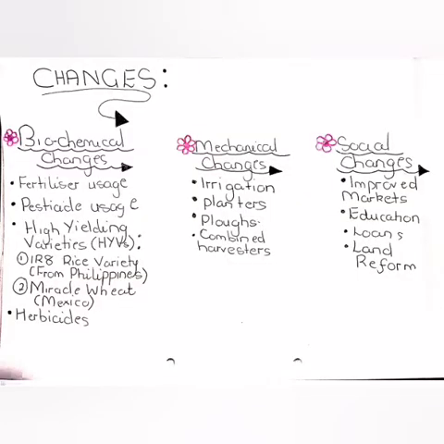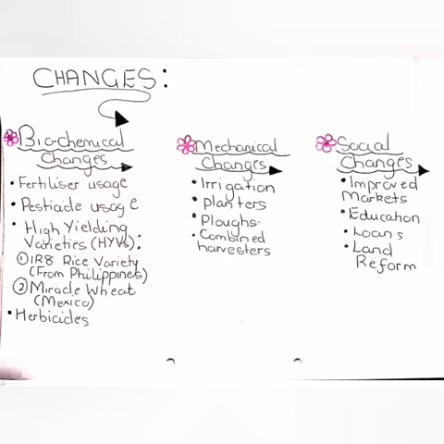I'm going to go back to some of the changes that were put into place to make sure that the traditional farming methods in India were improved. So I'm going to start off with the biochemical changes, and these included the increase in the use of fertilizer and pesticide as well as herbicides, and there was an increase in the use of high-yielding variety seeds. For example, the IR8 rice variety from the Philippines and the Miracle wheat from Mexico.